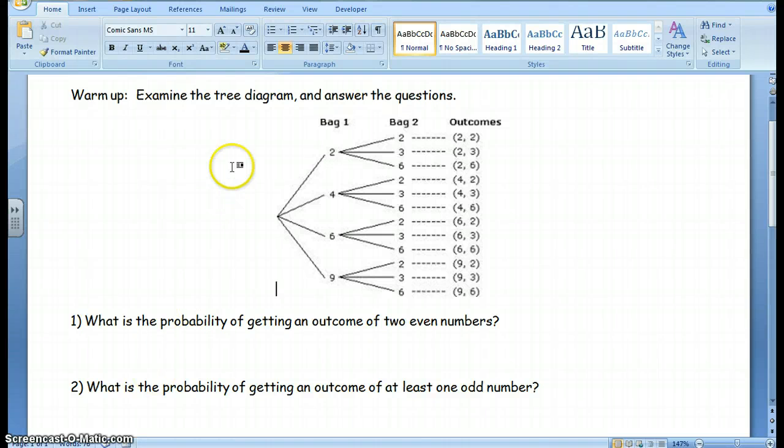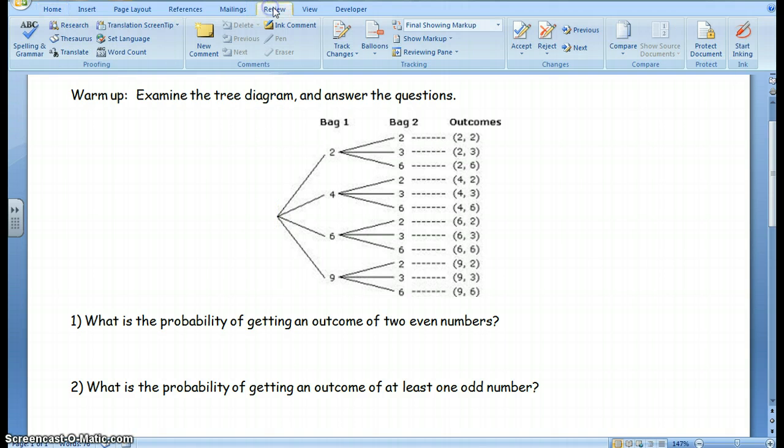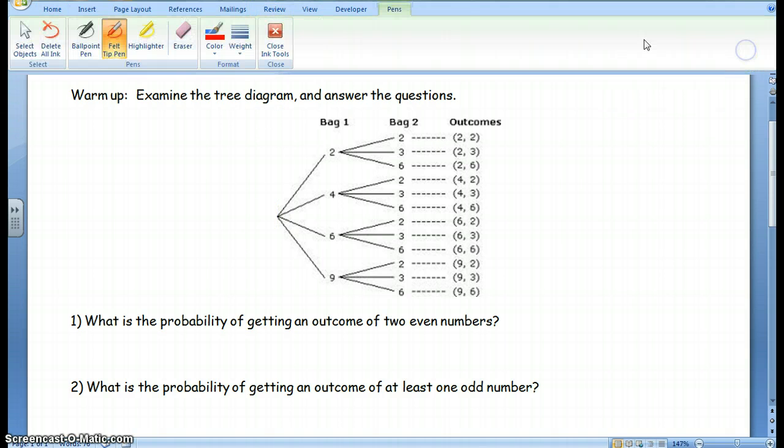So we're looking at this tree diagram, and we're going to try and figure out what's the probability of getting an outcome based on what we can see here from the diagram. If I look at my diagram, I see that I have my starting point right here. In fact, I'm going to go ahead and label that start, since that's what we've been doing. Start.